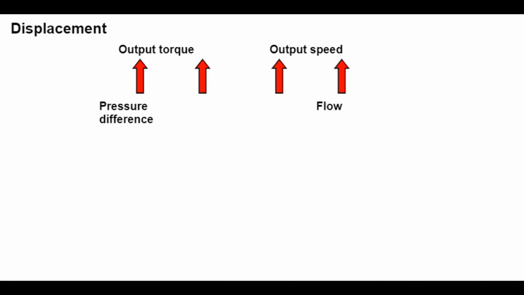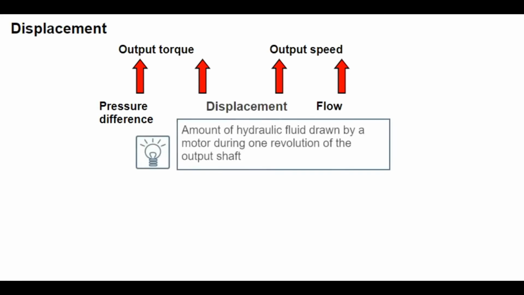The key parameters for hydraulic motors are their output torque and their output speed. Torque is produced by the pressure difference between incoming and outgoing hydraulic fluid and displacement. Speed is also determined by displacement and, moreover, by incoming flow. Displacement is the amount of hydraulic fluid that is passed through the motor during one revolution of the output shaft. Displacement is also comparable to the displacement of hydraulic pumps.